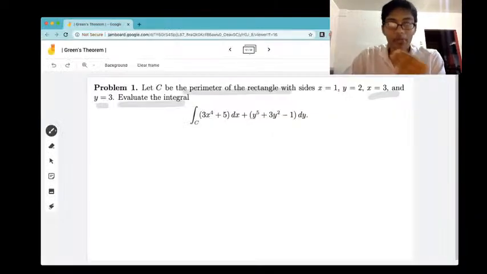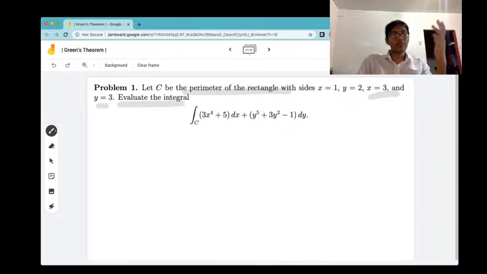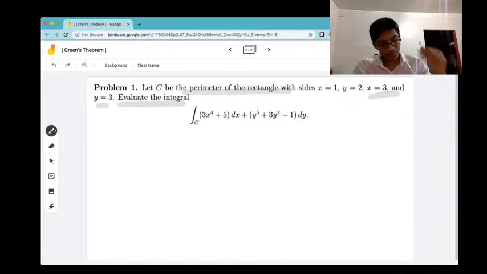Anyway, back to our first problem, which is as follows. Let C be the perimeter of a rectangle with these sides and boundaries. We have to evaluate this integral. So how are we going to do this? Well, let's write down Green's theorem. What does Green's theorem tell us? I'm going to be writing on our personal device, the phone. So Green's theorem tells me as follows.